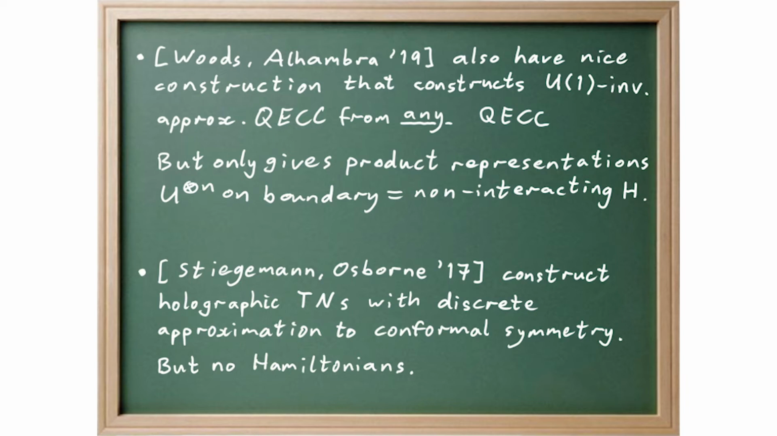Steigman and Osborne have a really nice construction where they can construct holographic quantum error correcting codes, or quantum states, tensor networks which approximate stronger symmetries like conformal symmetry. But unfortunately in their construction there aren't really any Hamiltonians at all. So at the moment our perturbation gadget construction is the only construction that works to map interacting, local Hamiltonians in the bulk to interacting local Hamiltonians on the boundary.